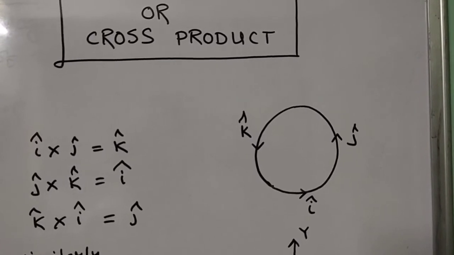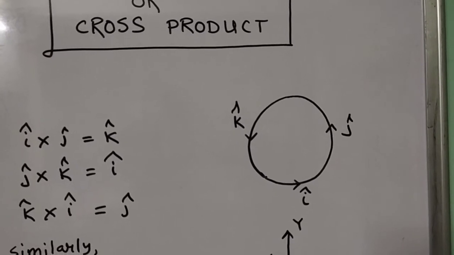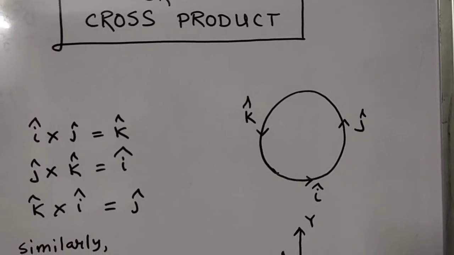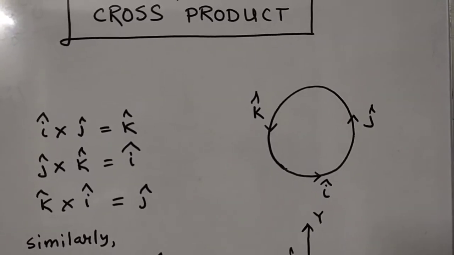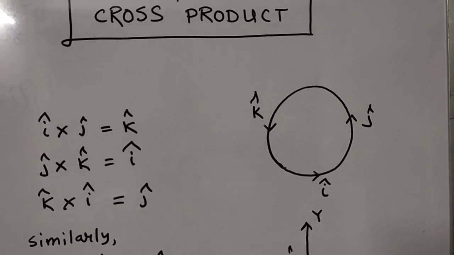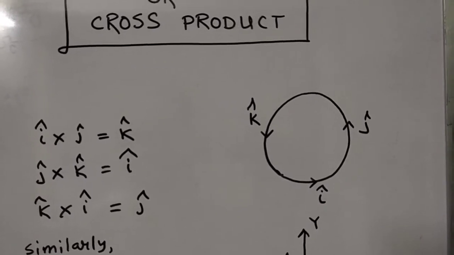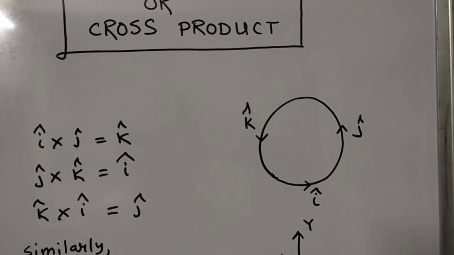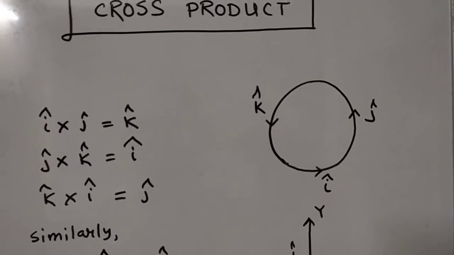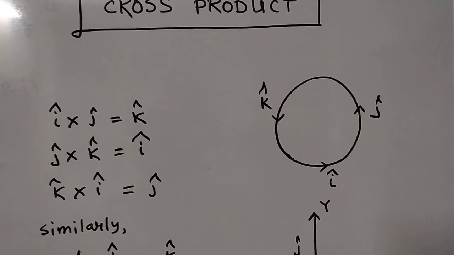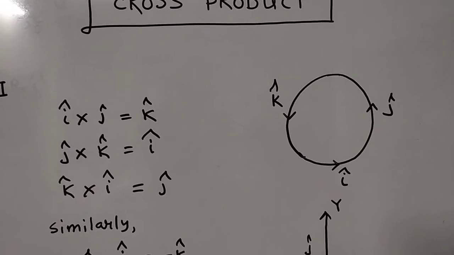So if someone asks you what is the value of i cap cross j cap, that is nothing but k cap, because i cap and j cap are in continuous direction, and when you take the cross product of these two unit vectors, you will get the remaining one of these three unit vectors. Similarly, if you go for j cap cross k cap, then you will get i cap. If you go k cap cross i cap, then you will get j cap. So you have to maintain the continuous direction. Then the left unit vector is the result of the given unit vector cross product.